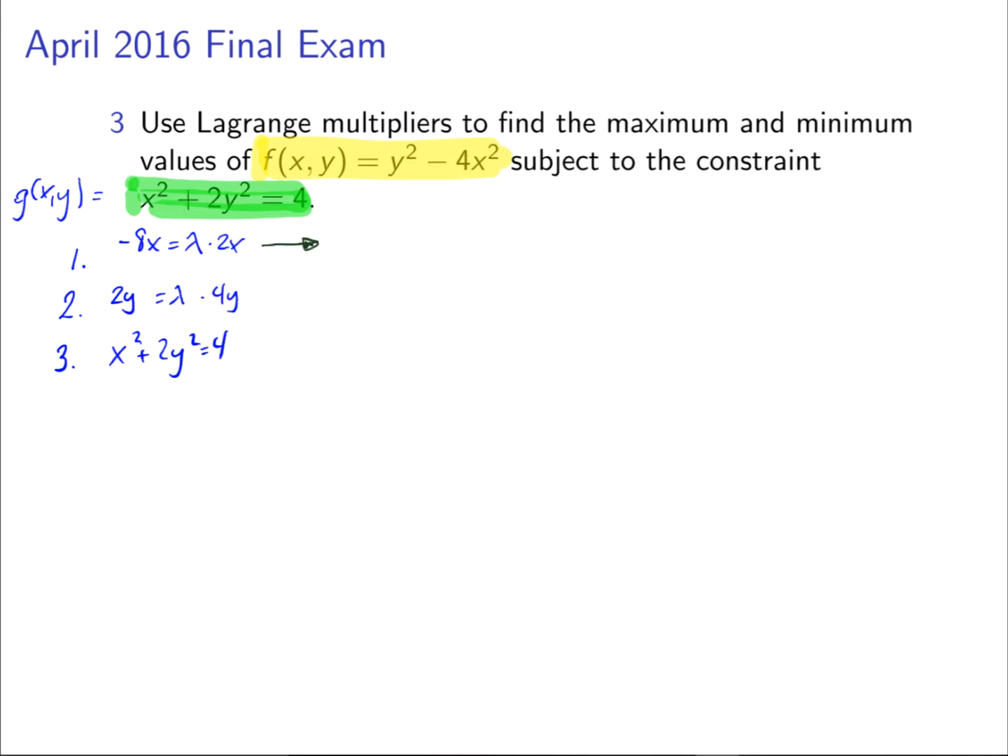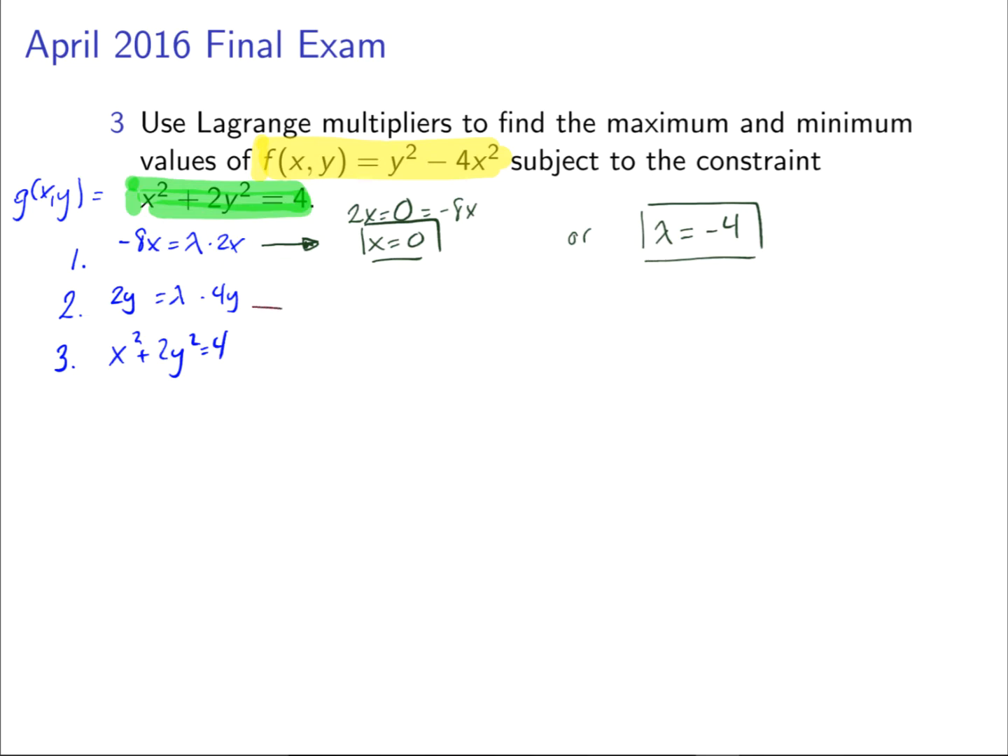In equation 1, it could be the case that 2x is equal to 0. In that case, I would also need negative 8x to be equal to 0. So it could be the case that x is equal to 0. That would make my first equation true for any lambda in the world. If 2x is not 0, then I can divide both sides of the equation by it, and lambda needs to be negative 4. So in order for equation 1 to be true, at least one of these two things needs to happen.